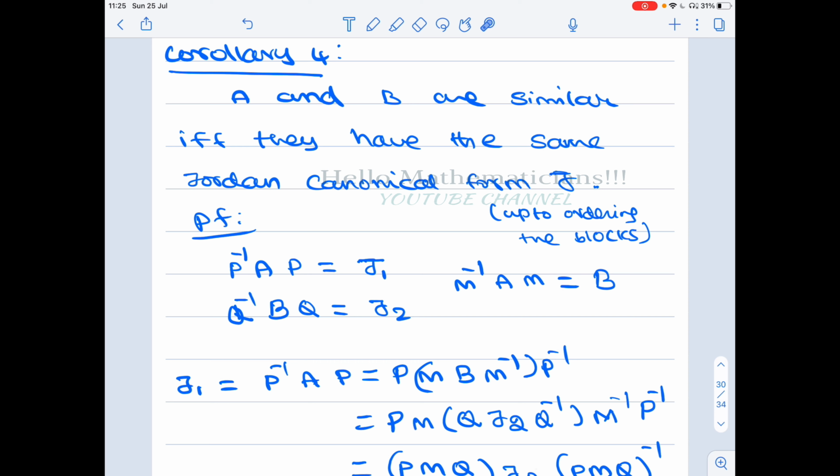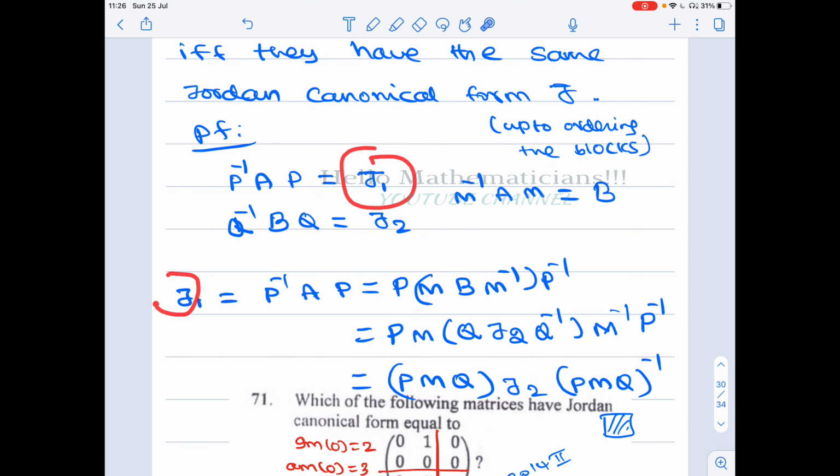Since A and B are similar, there is an invertible matrix M such that M inverse AM equals B. Now suppose J1 is the Jordan canonical form of the matrix A, then P inverse AP equals J1. Since the Jordan canonical form of B is J2, there is an invertible matrix Q such that Q inverse BQ equals J2. Now we want J1. So J1 is P inverse AP. Now for A, we substitute the value of A from here.